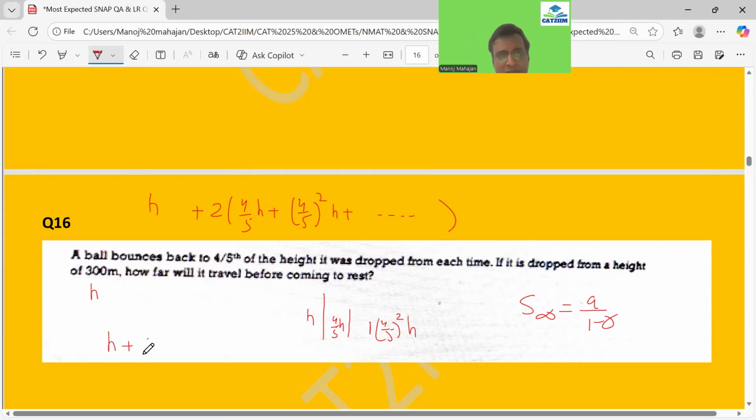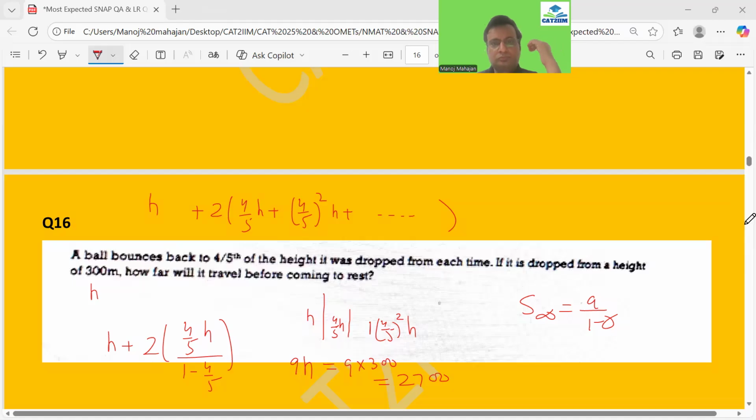So let's calculate this. H would be separately, I'm adding. So the double, I'll do separately. What is the first term out here? 4 by 5 H. And what is the common ratio? That is 4 by 5. So this is what I get over here. Let's calculate this value. What I get is 9H, right? So ultimately, what is the answer? 2700. Just check whether you're getting 2700 or not. Do remember that in SNAP you have choices. Of course, choices would be given in the paper, right?